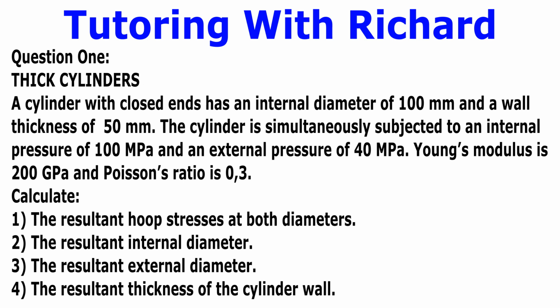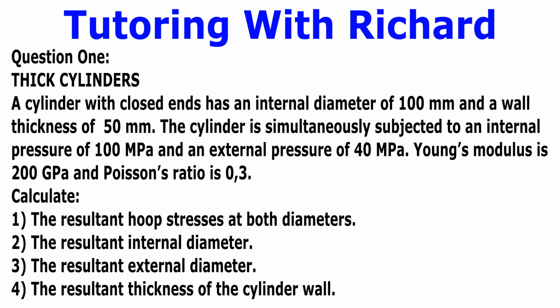Okay, our question states, a cylinder with closed ends has an internal diameter of 100 millimeters and a wall thickness of 50 millimeters. The cylinder is simultaneously subjected to an internal pressure of 100 megapascals and an external pressure of 40 megapascals. Young's modulus is 200 GPa and Poisson's ratio is 0.3. Now we have to calculate the resultant hoop stress of both diameters, the resultant internal diameter and the resultant external diameter, and finally the resultant thickness of the cylinder wall.